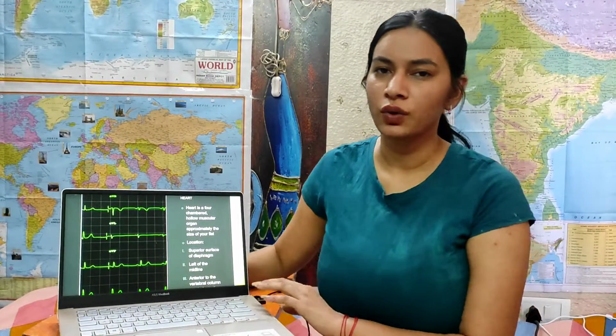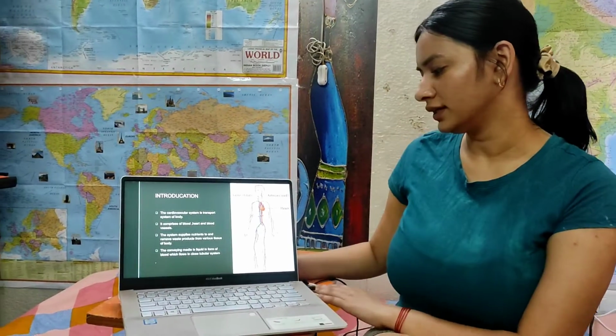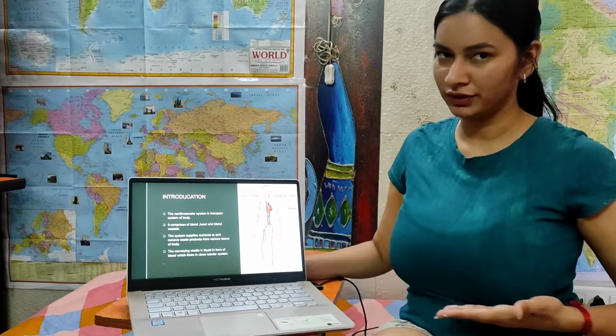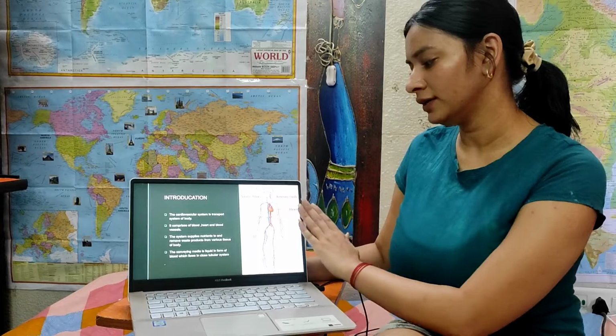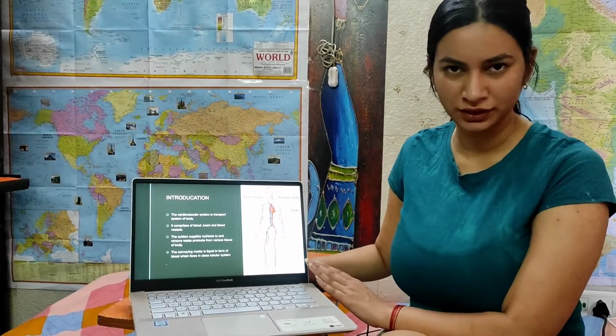Heart. This organ needs no introduction. Everyone is aware of what the heart is and what it does. But the heart is a four-chambered muscular hollow organ, approximately the size of your fist. Interesting, right? Location, where it is located. Let me show you where the heart is located. The heart is located superior to your diaphragm, left to the midline and anterior to the vertebral column.